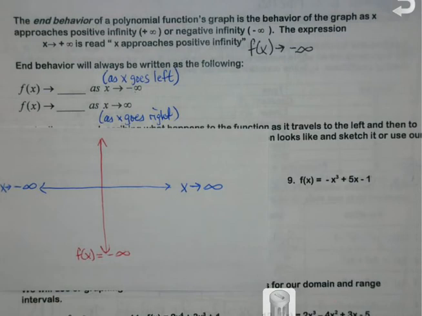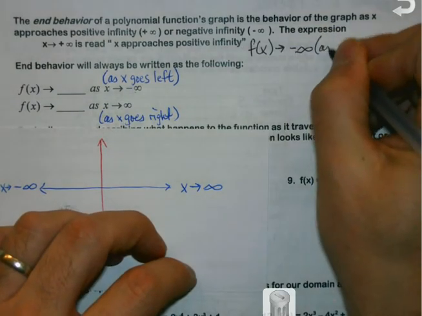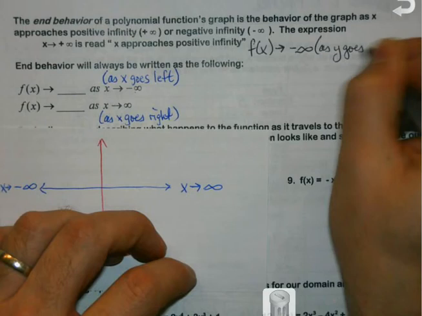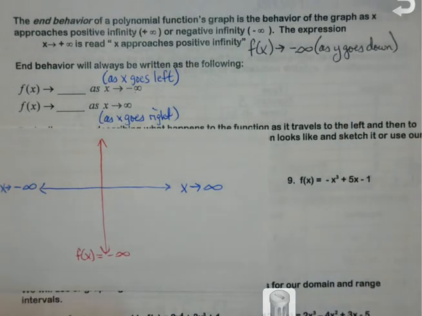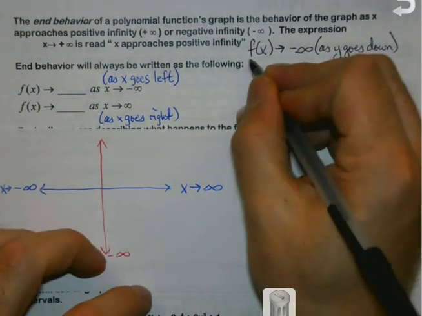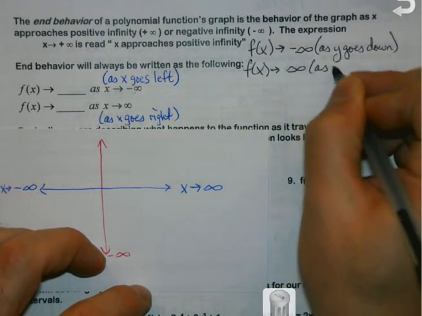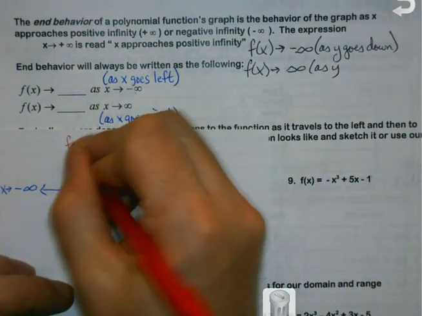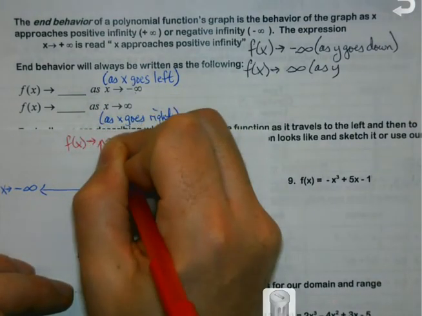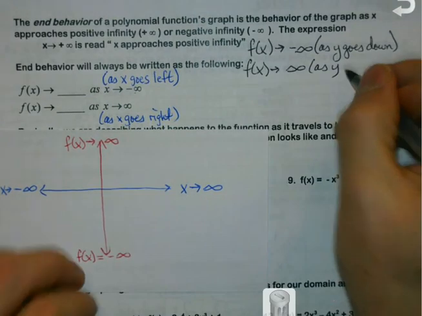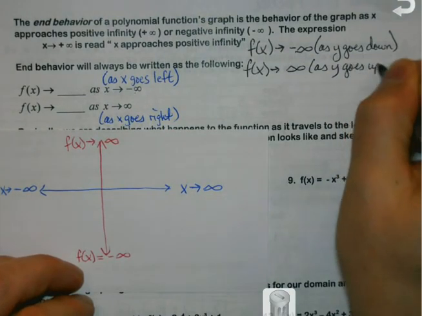If you're thinking about directions, what direction am I going with y when I'm approaching negative infinity? Down. So this is just saying as y goes down. And like I said, we're just going to talk in x, y, up, down directions first. We'll get into the fancy language later. And then if we've got f of x approaches infinity, well, if my y is approaching positive infinity, we're going up.